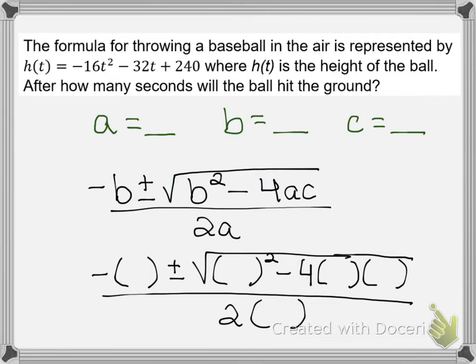It says the formula for throwing a baseball in the air is represented by h of t equals negative 16t squared minus 32t plus 240, where h of t is the height of the ball. After how many seconds will the ball hit the ground?